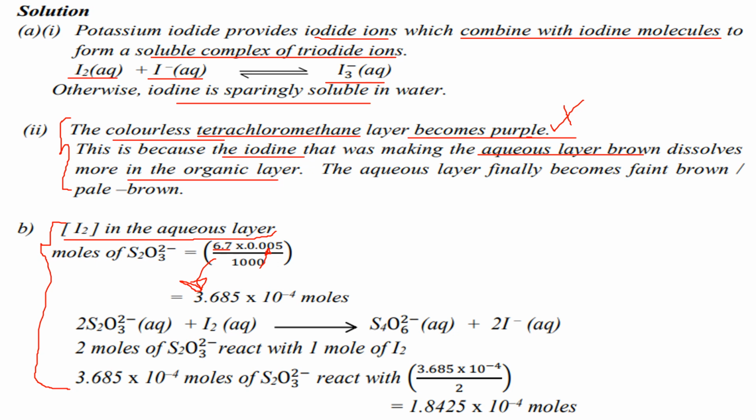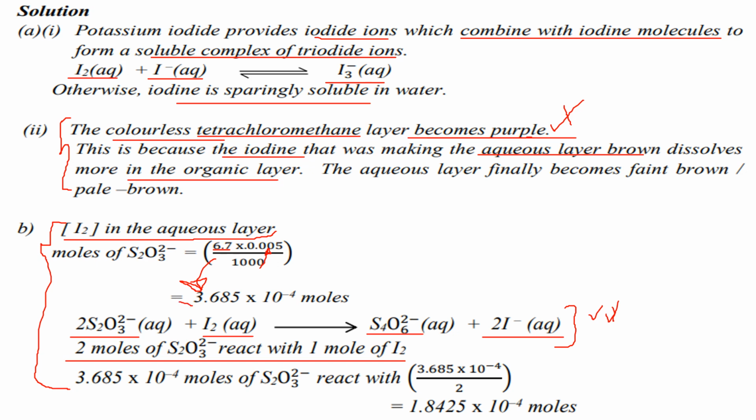So after getting the number of moles that reacted, the next step is writing the equation. For crammers, if you want to cram, make sure that your third or fourth step is an equation, because this one also carries 1.5 marks. So 2 moles of sodium thiosulfate react with 1 mole of iodine to form a complex and 2 iodide ions. So 2 moles of sodium thiosulfate reacted with 1 mole of iodine.